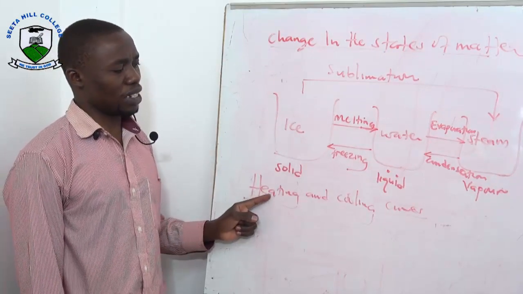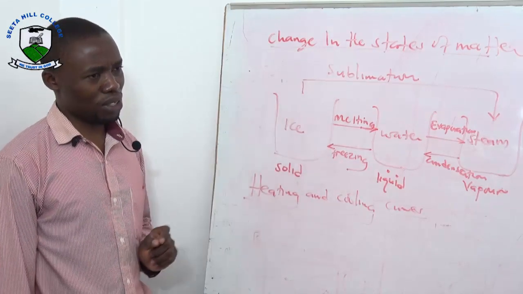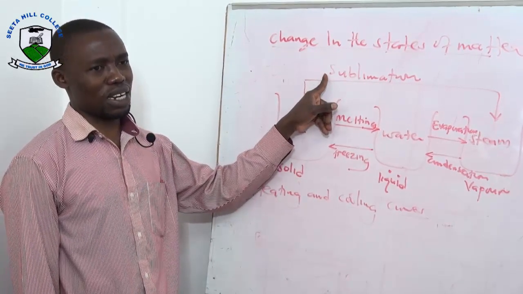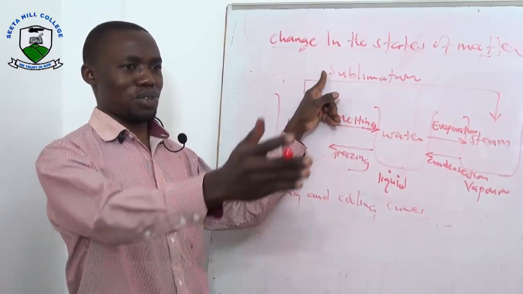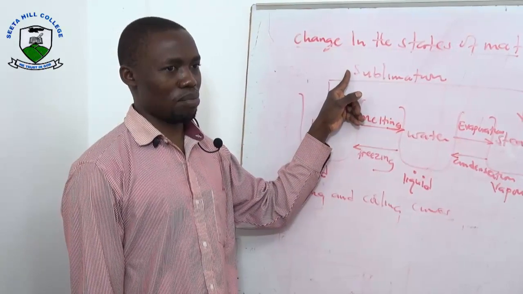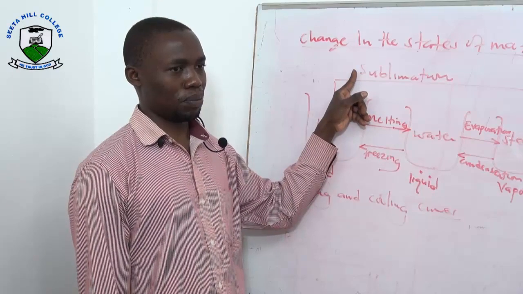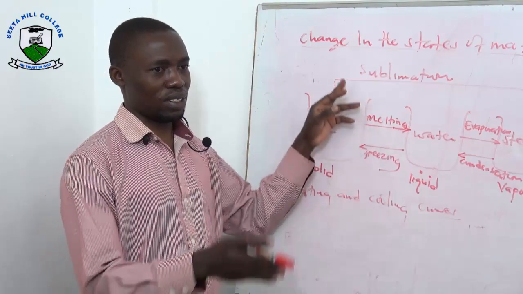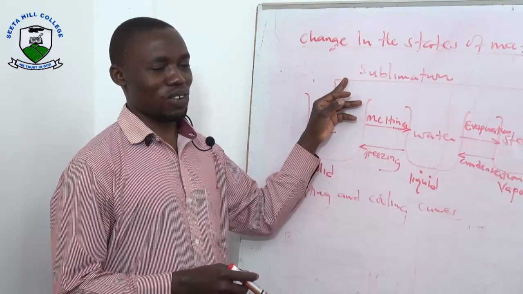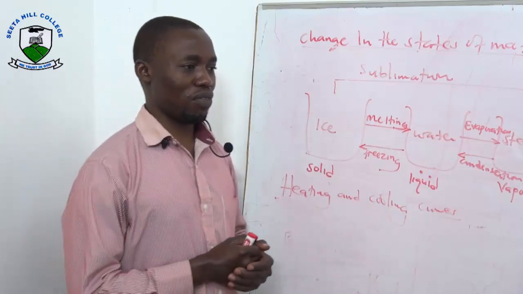But before we look at heating and cooling curves, could we give one substance which undergoes sublimation? What substance undergoes sublimation? One example. Yes, Aspolo. Iodine undergoes sublimation. Somebody has another substance? Yes. Iron 3 chloride and ammonium chloride. Thank you very, very much.